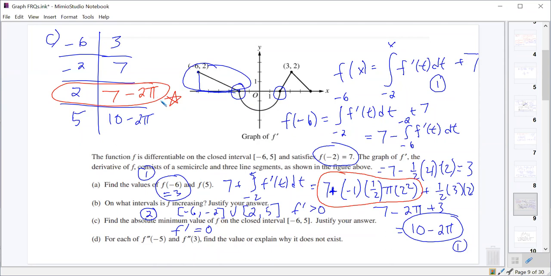All right. Real quick, we're going to do part D. It's going to take us like 20 seconds. Does f double prime of -5 exist? Yeah, that's the slope of f prime. What's the slope of this? It's down 2 over 4, -1/2. And what about at 3? Can the derivative of something exist at a corner? No. So it does not exist, because it's a corner. And that was worth 2 points, 1 for each of those.